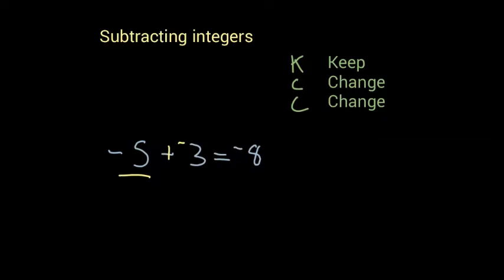So let's look at another one. Let's say we have 4 minus negative 2. Again, we're going to do keep, change, change. Keep 4, change subtraction to addition, and change your negative 2 to its opposite, which is positive 2. So now I just have 4 plus 2, same signs, I'm going to add, so 4 plus 2 is 6. Both of them are positive, so that makes our 6 positive.